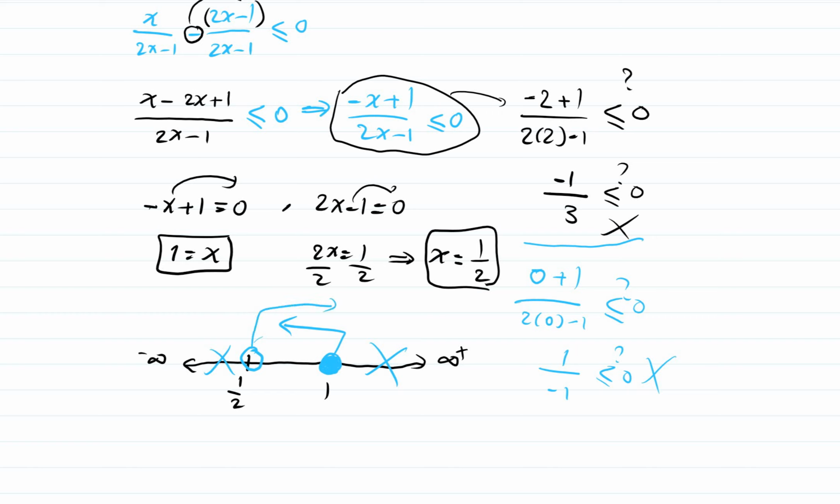to the other direction. So the only number between 1 and 1 over 2 is the answer. So the interval is going to be x greater than 1 over 2 and x less than or equal to, because of the closed circle, 1. This is going to be the final answer.